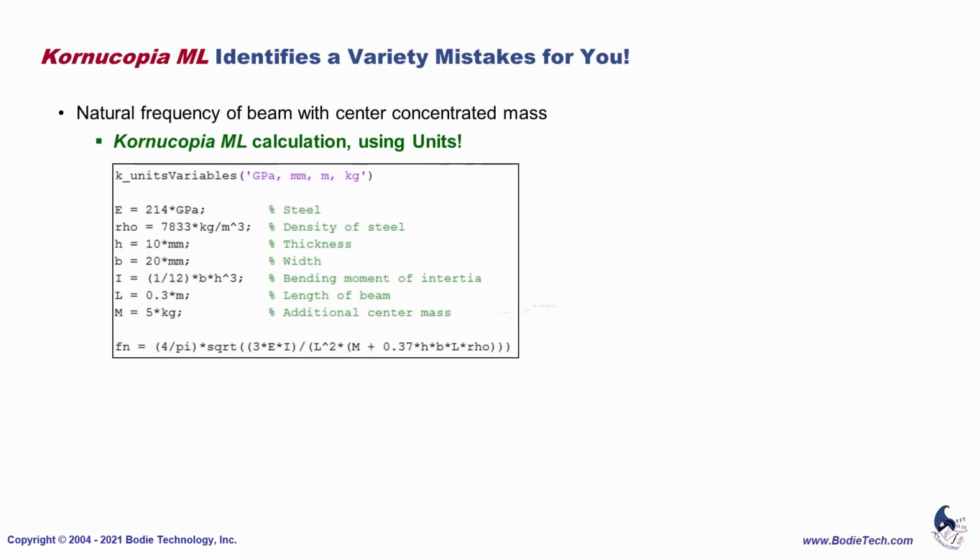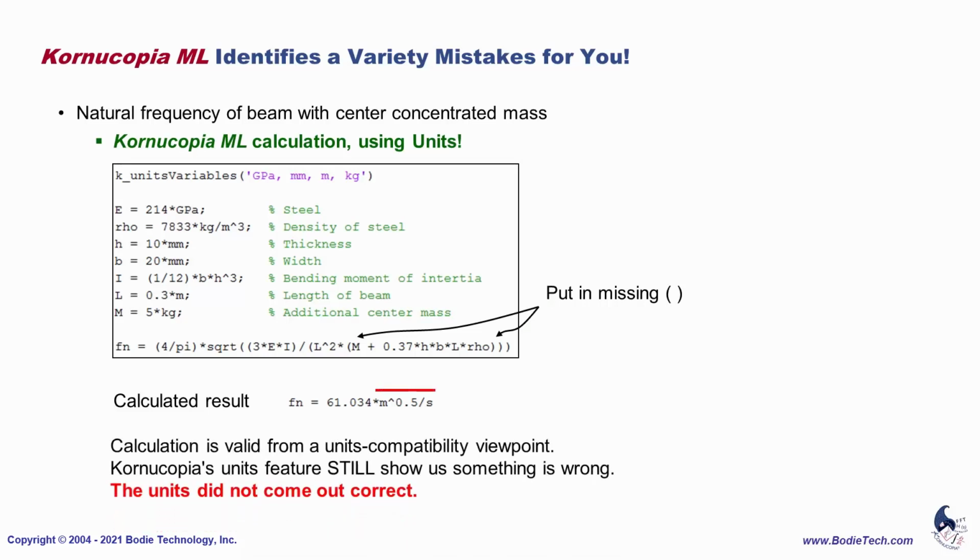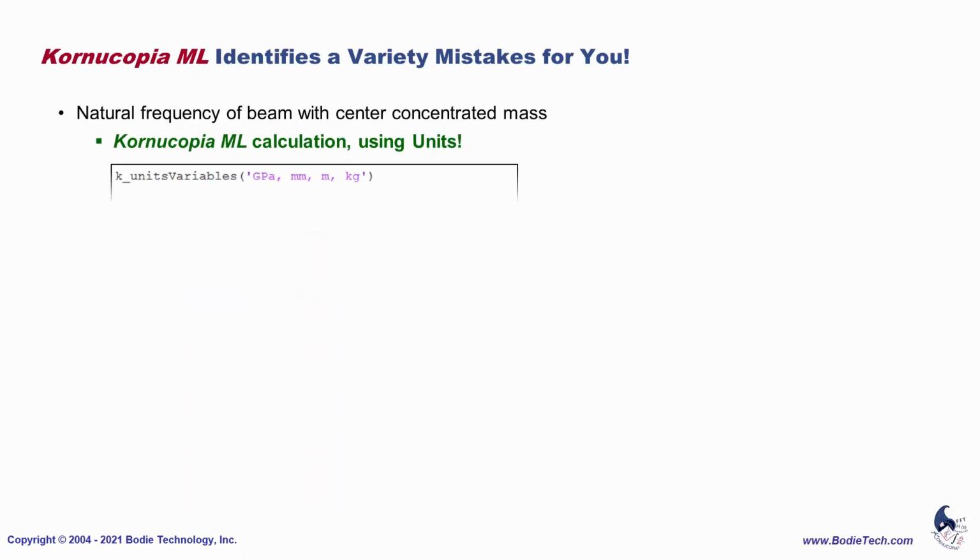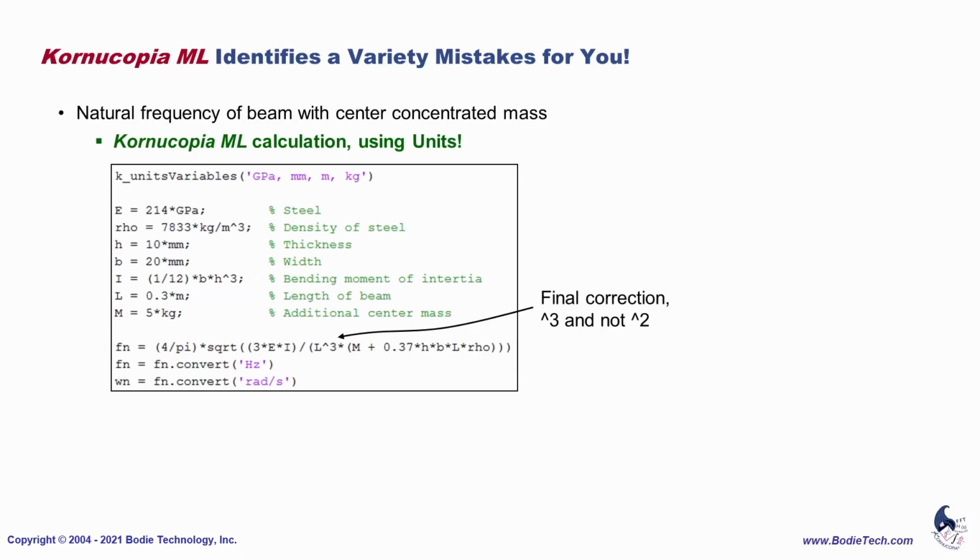Further assessing this equation, we see we are missing some parentheses. After including them, the calculation is completed, but the units of the result seem strange to us. So while this is valid from a units compatibility viewpoint, Kornucopia's units-related features are still helping us detect something is wrong with our analysis. After one more look at our equation, we see that L squared should have been L cubed. So now we can complete the calculation, including a few unit conversions to obtain results that we are confident in.